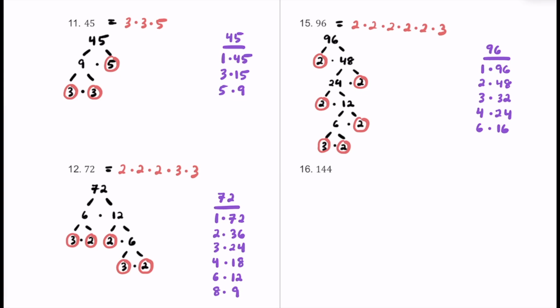There's no 7, that's prime. 8, I think we have an 8 here because 2 times 2 is 4, times 2 is 8. So there's 8, and then 2 times 2 is 4, times 3 is 12. So 8 times 12.